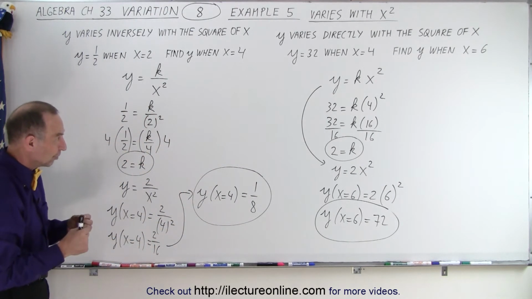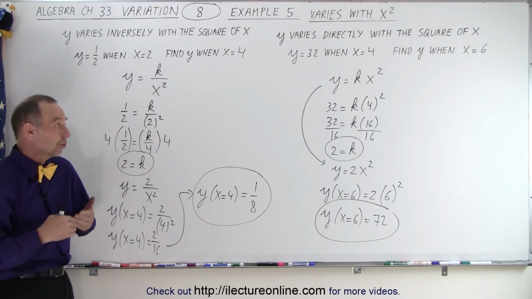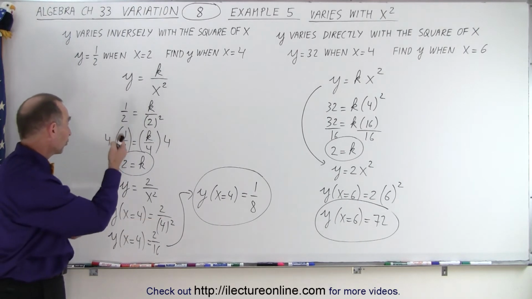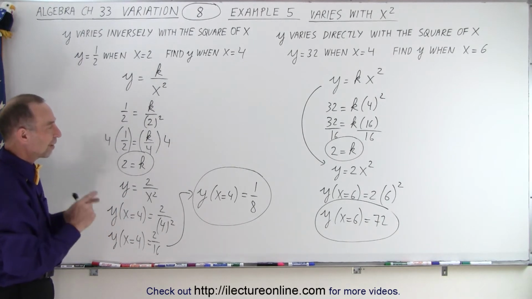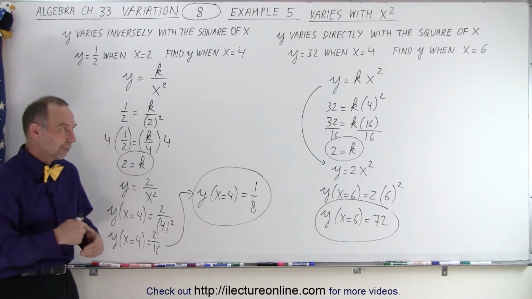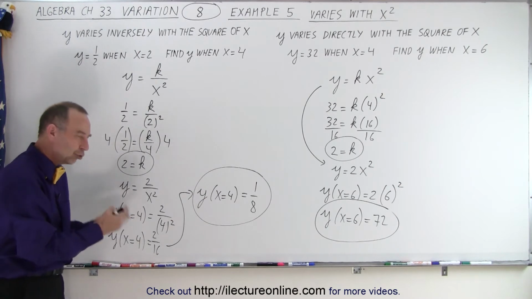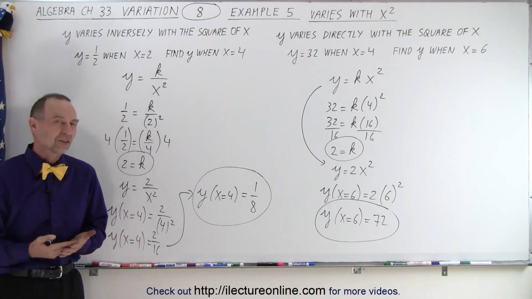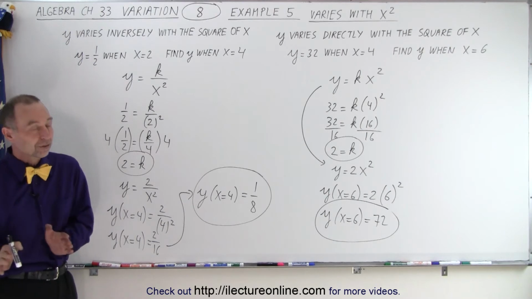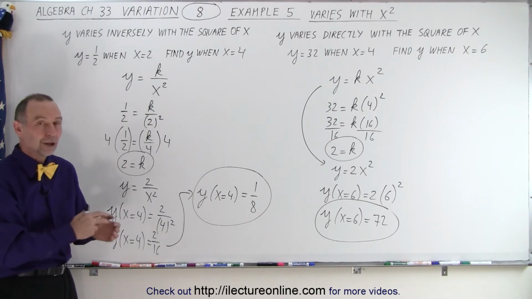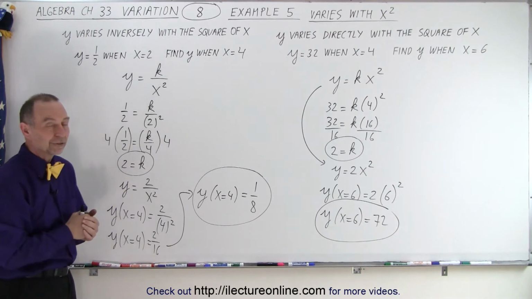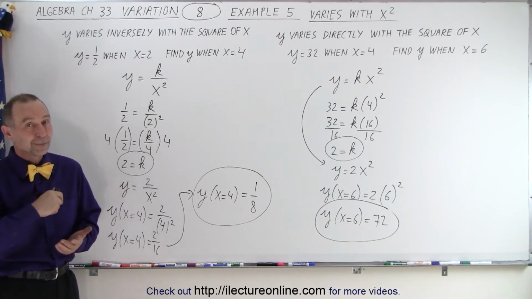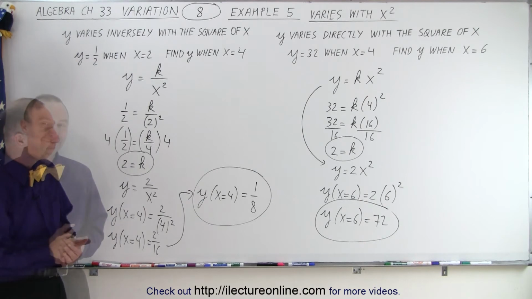And so again, you notice that it doesn't matter if the variation is directly with x squared or inversely with x squared or x cubed or the square root of x. It doesn't matter. Always try to find the constant first before you try to solve the problem. And that's usually the pattern for most of these examples. Now we're going to see some other examples where we need to do something different. But in general, first you find the variation equation, then you find the value for k, and then you solve for the unknown. And that is how we do that.